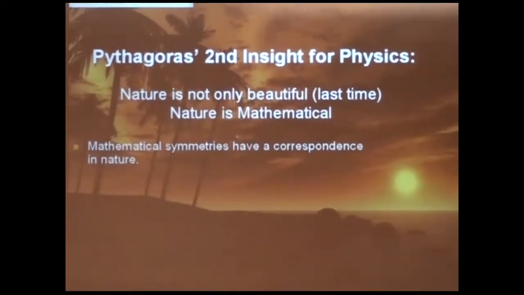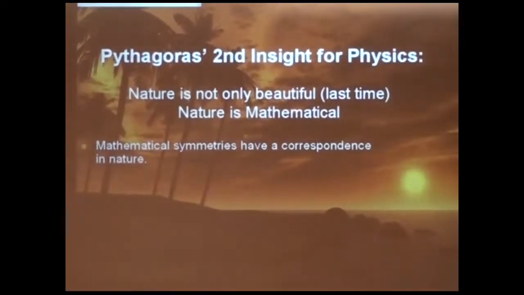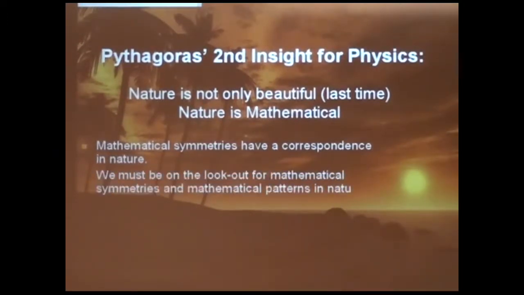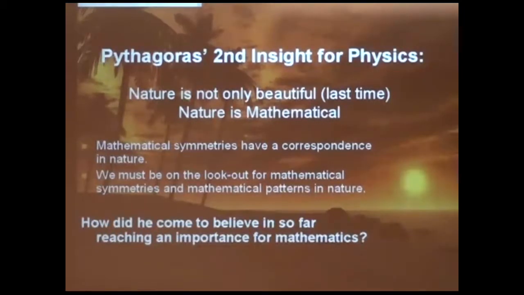we study certain mathematical symmetries, and you can find a correspondence for these mathematical symmetries in nature, and we'll talk about a few examples. But what it taught him, and what it should teach you, is that physicists are always on the lookout for mathematical symmetries and mathematical patterns in the behavior of nature. And when we find some mathematical pattern, then we can understand how the different phenomena are related.